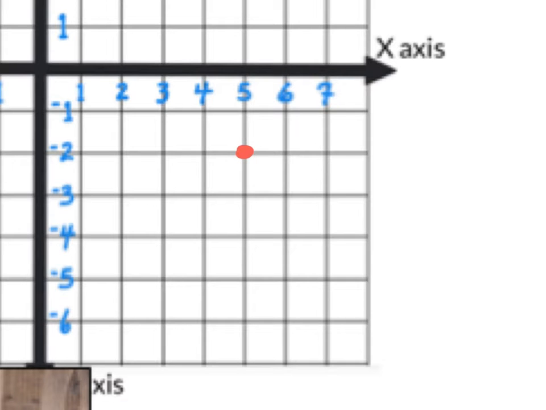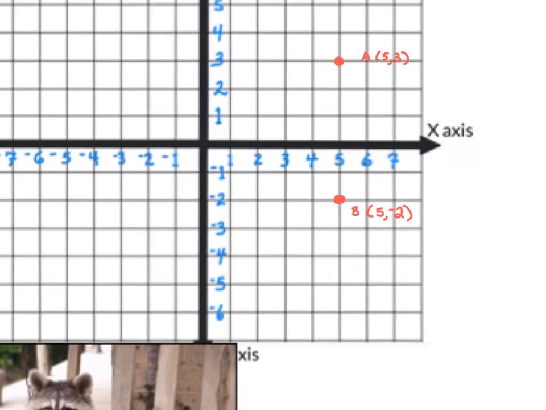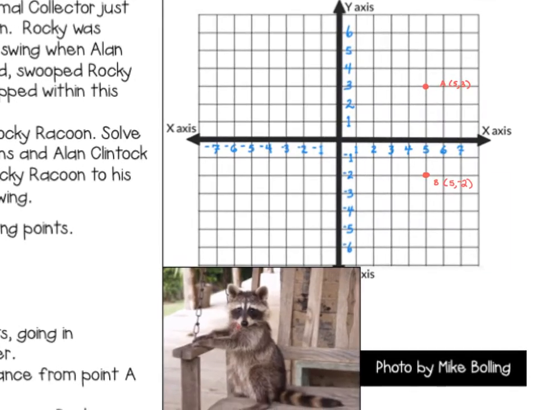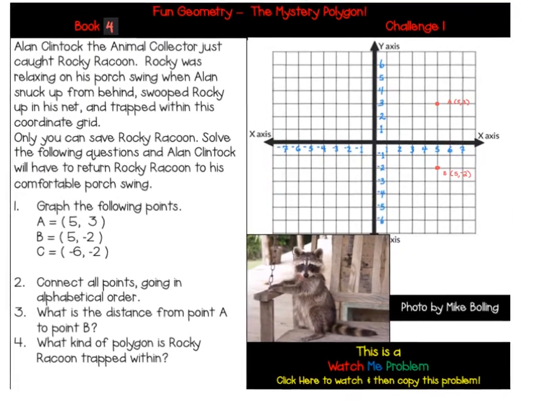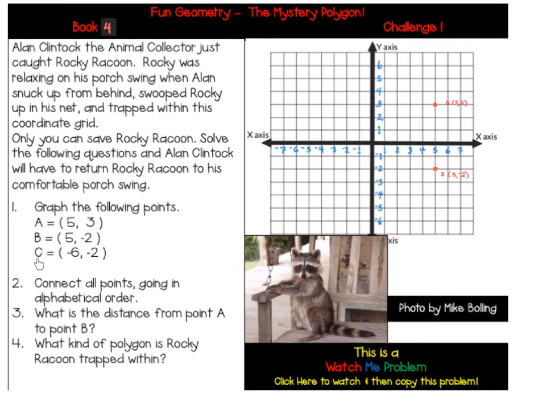And then we're going to plot that as B, right? So that's going to be B, and our coordinates are positive 5, negative 2, and that goes in parentheses. And bam, there we have it. We're done with A and with B. Now we can move on to C, my friends.